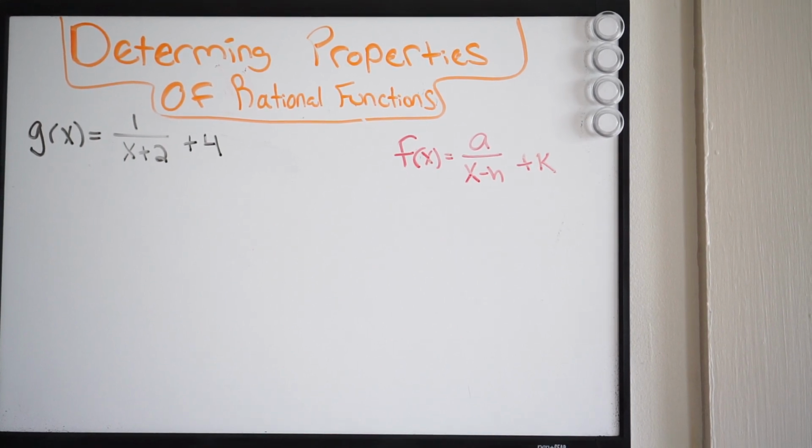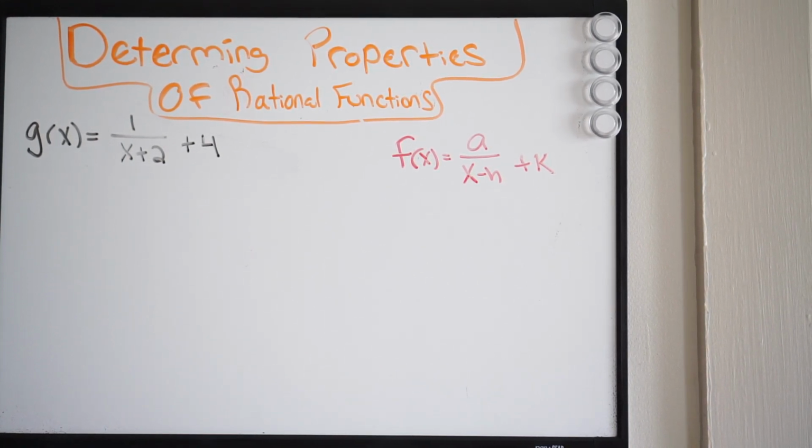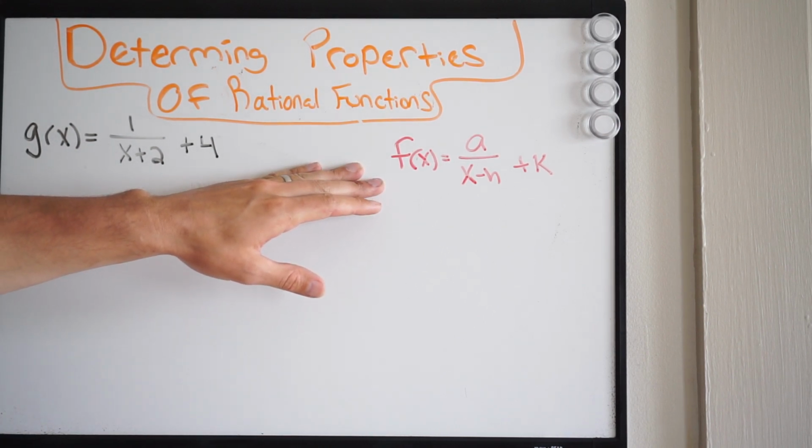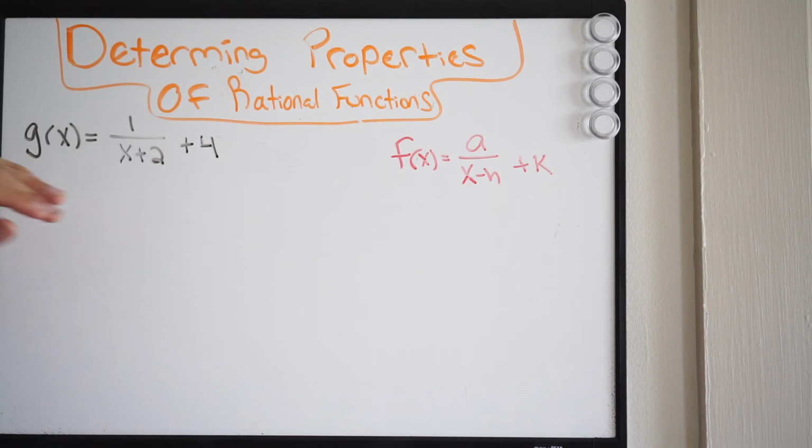Alright guys, so here's another example of determining the properties of rational functions. So this will be example 2. Just further practice. Again, they're asking you to find the properties of this rational function. They want the domain, the range, and the asymptotes. Again, here's our basic equation of a rational function, and here we have the rational function in question that they want us to determine the properties of.